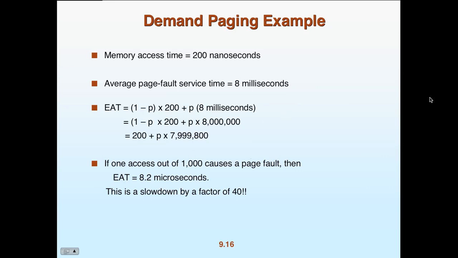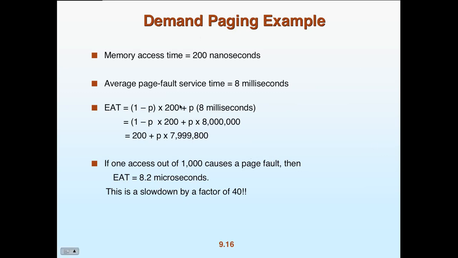So here's a demand paging example, where the memory access time is equal to 200 nanoseconds. The average page fault service time is, let's say, equal to 8 milliseconds. Because each one of those page faults that occurs has what's called a service time associated with it. And the service time is how long it takes to fix the page fault: put the piece of memory from the backing store back into memory so we can use it.